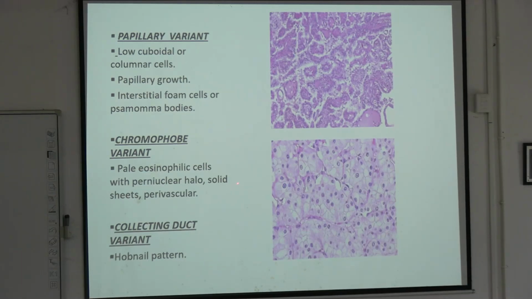Then comes the chromophobe variant. This chromophobe variant looks a bit like clear cell, isn't it? They are all pale eosinophilic cells with a perinuclear halo. Around the nucleus, you'll get those halos. Okay, pale eosinophilic cells with perinuclear halos. And finally, the collecting duct variant, they have a hobnail pattern. Anyway, I'm not getting into the details of this, but at least know this variant.